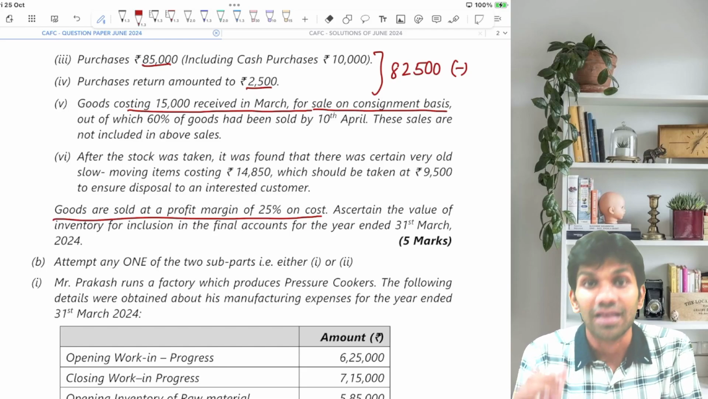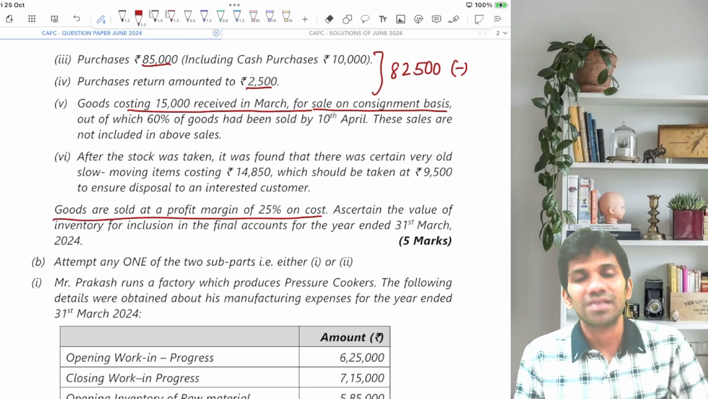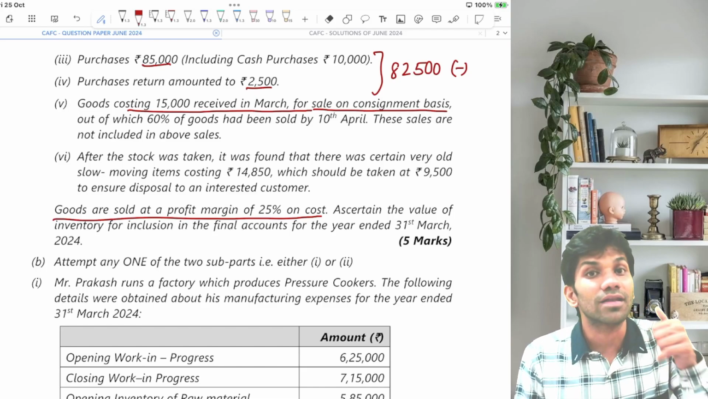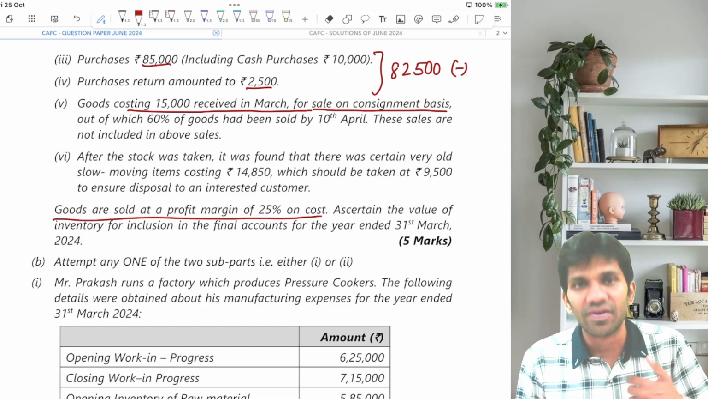And who is the consignee? The person who will sell our goods on commission basis. Means there are two parties in consignment. One is the owner of the goods, known as the consigner, and the other party is known as consignee, who sells the goods on our behalf and charges commission.